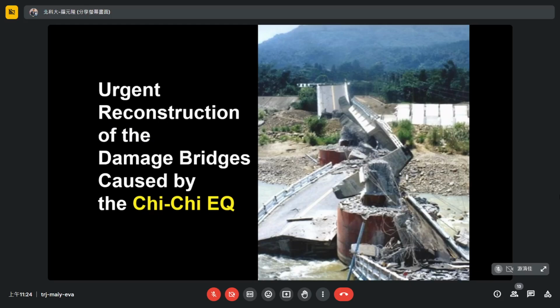I will give one example for the consideration of urgent reconstruction of a damaged bridge caused by the Chichi earthquake. At that time, I was the bridge engineer. When the Chichi earthquake happened, we spent one month at the disaster zone to help the Highway Bureau do the reconstruction work.